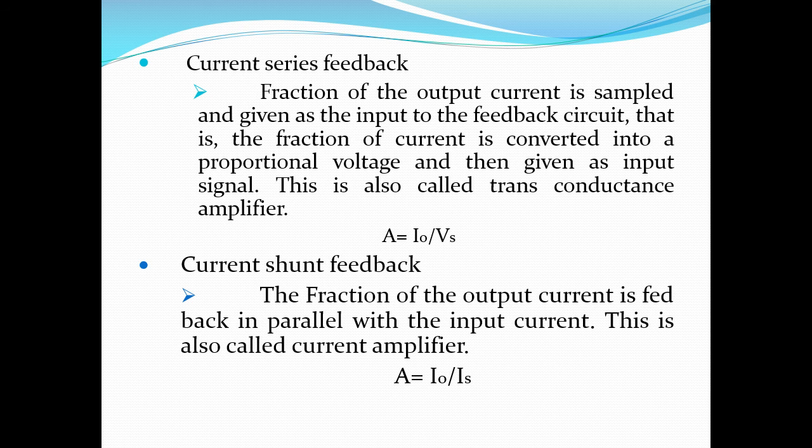The last type of feedback is current shunt feedback. Here the fraction of the output current is fed back in parallel with the input current. This is also called a current amplifier. The gain A is equal to I0 by Is.